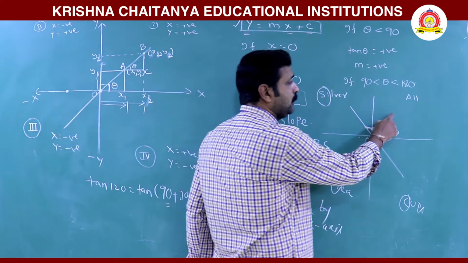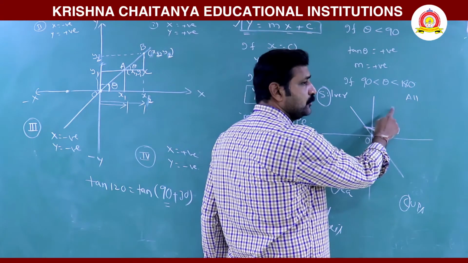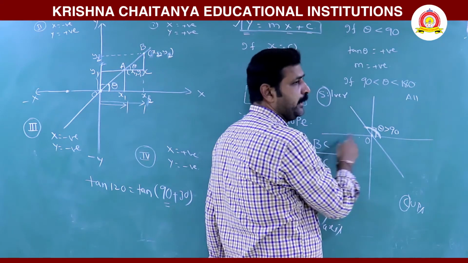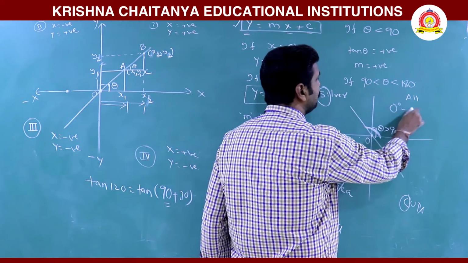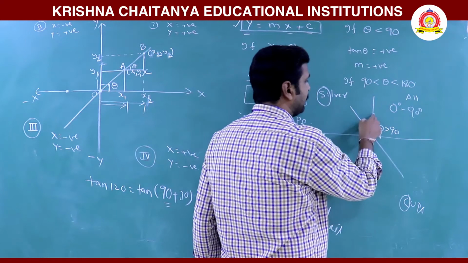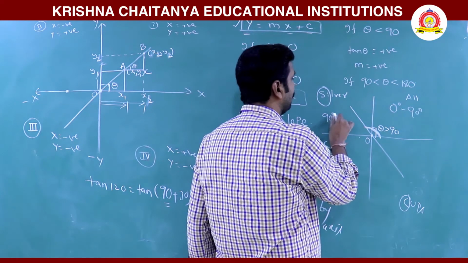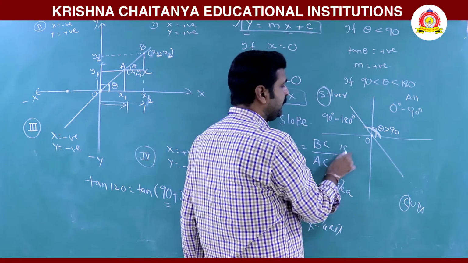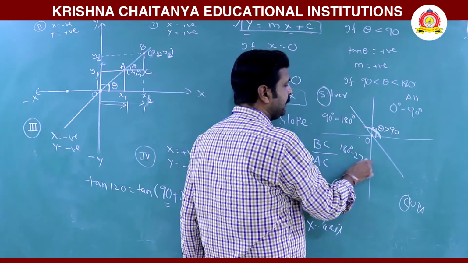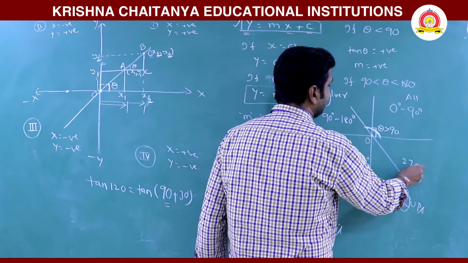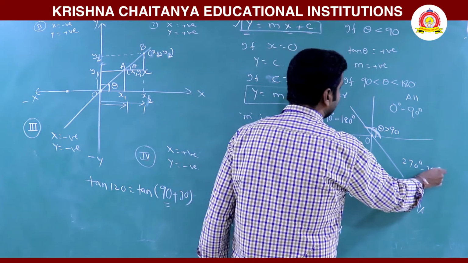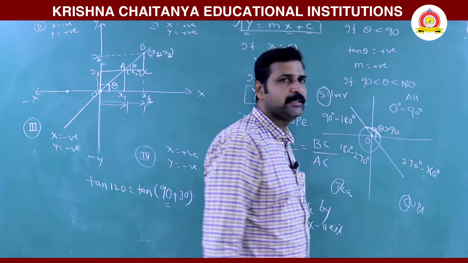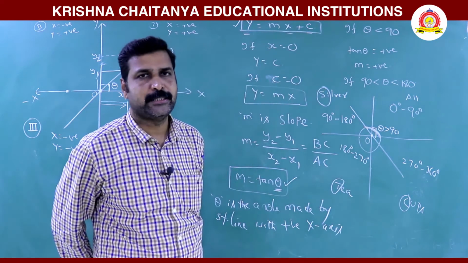Now as we know, the first quadrant is 0 to 90, the second is 90 to 180. Here this is from 0 degrees to 90 degrees, and this is from 90 to 180. The third quadrant is from 180 to 270, and the fourth quadrant is from 270 to 360 degrees. So this entire angle is 360 degrees for 4 quadrants.